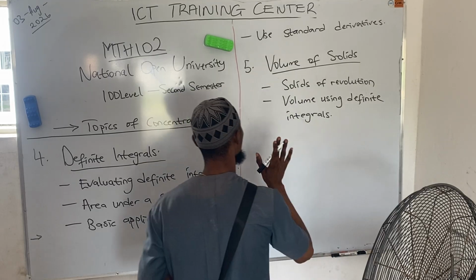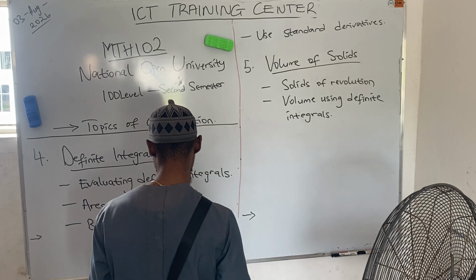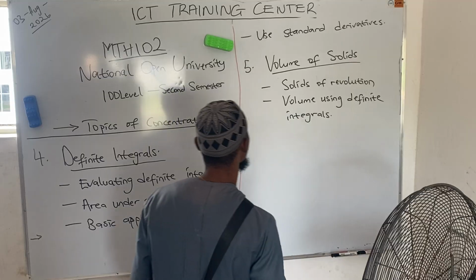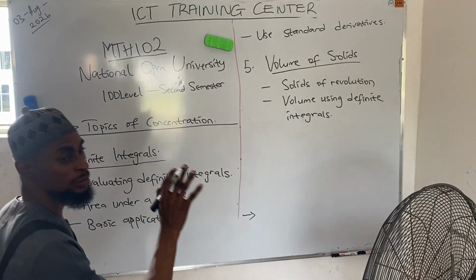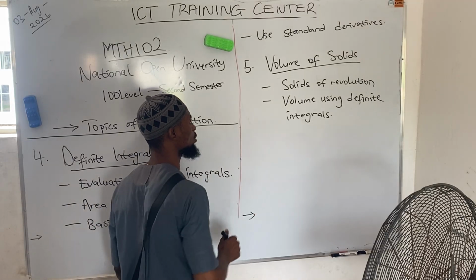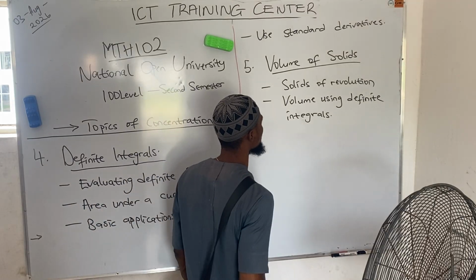Right, so this is it for number 5. So number 6, we want to talk about functions and graphs. So please do well to take down this note, which is volume of solids, solids of revolution, volume using definite integrals, okay?